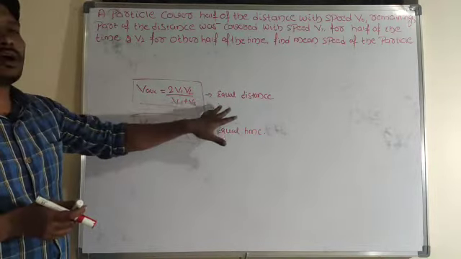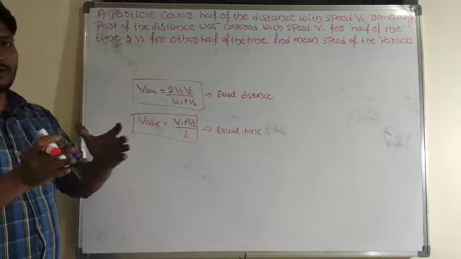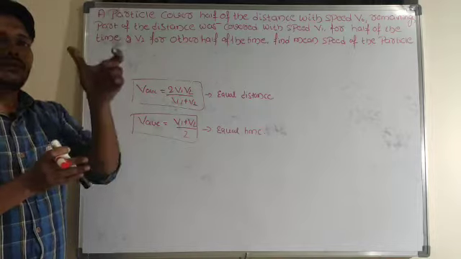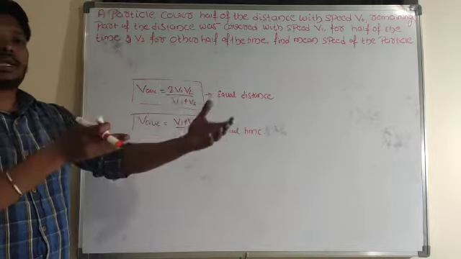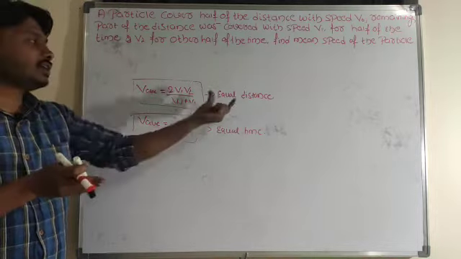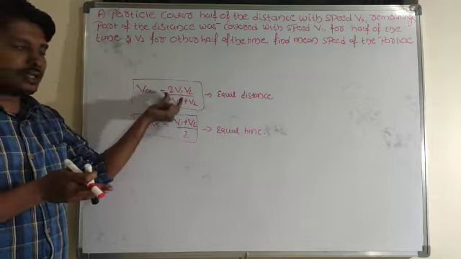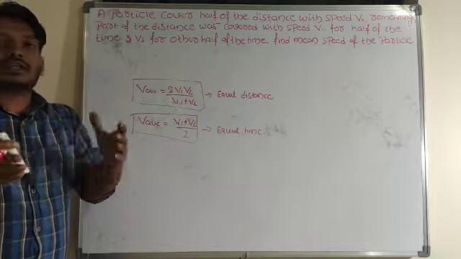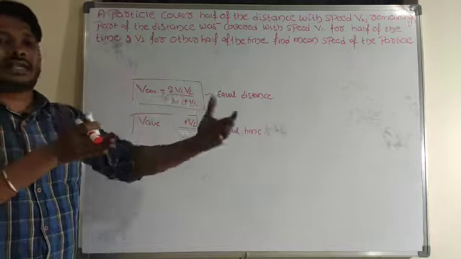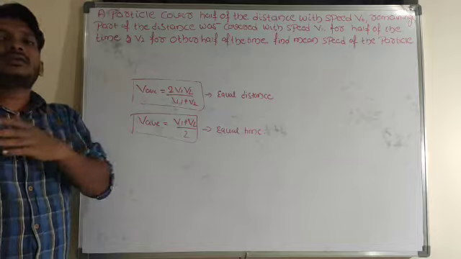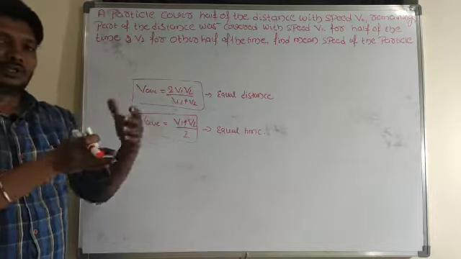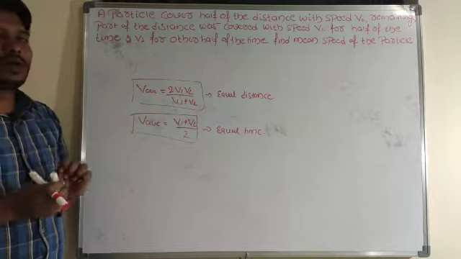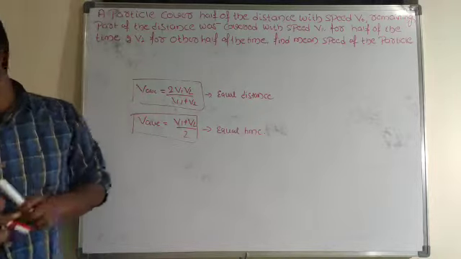If an object covers equal distance, for example the first half of the distance and the second half of the distance, half of the distance means s by 2, and the second half is also s by 2. So for equal distance, this is the formula I need to use to get the average speed. And if the object covers the first half of the time and the second half of the time, for example the first 5 minutes and the second 5 minutes, if the time is the same, this is the connecting formula for the average speed. So I brought one more equation for average speed.